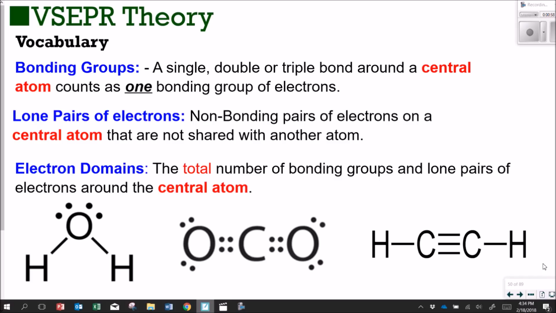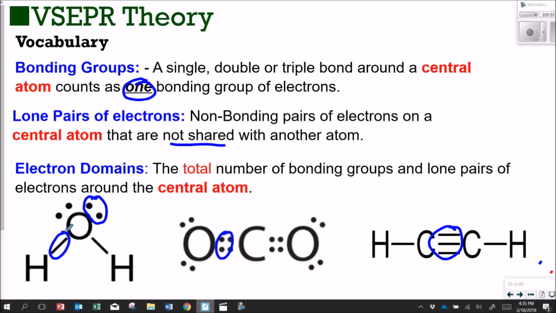Some vocab to be familiar with. Bonding groups. A single, double, or triple bond around a central atom counts as one bonding group of electrons. Lone pairs of electrons are non-bonding pairs of electrons around a central atom, and they are not shared with another atom. Electron domains. This is the total number of bonding groups and lone pairs of electrons around the central atom.